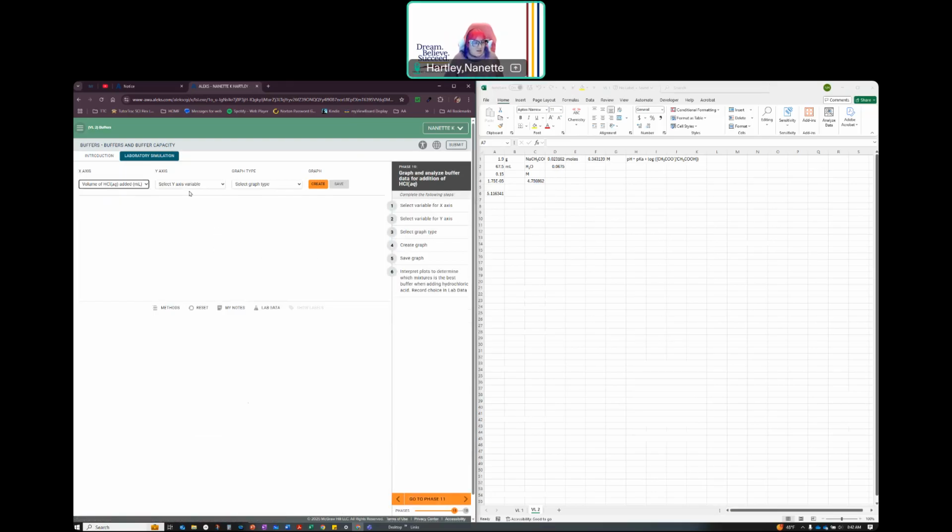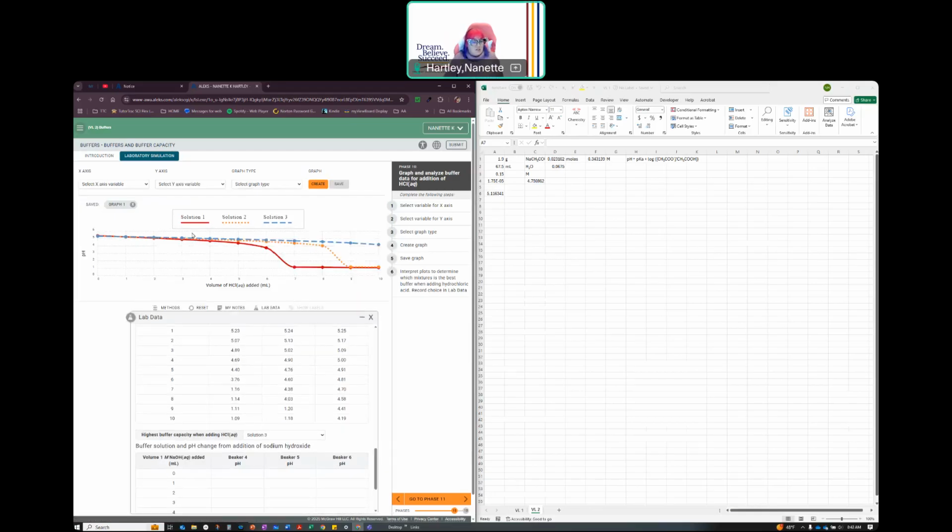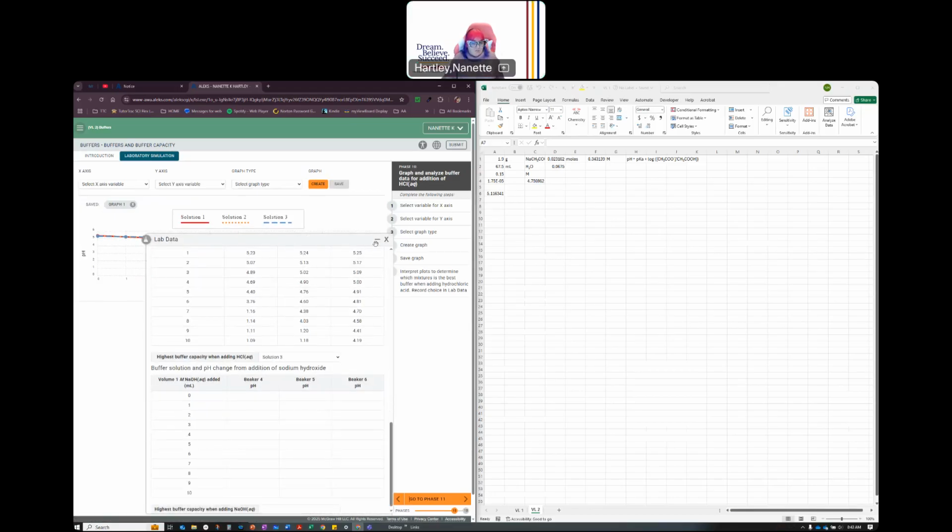And of course, HCl, pH, creating that, we're saving that, and now we are looking at what it is that changed, and which one is the one that changed the least, and that is solution 3. So solution 3 is the one that is the best buffer. So the highest buffer capacity is solution 3. Awesome. And I see that again because it has the least change in pH. So that's solution 3. Awesome.